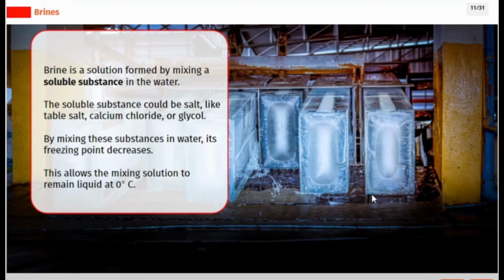Brine is a solution formed by mixing a soluble substance in the water. The soluble substance could be salt, like table salt, calcium chloride, or glycol. By mixing these substances in water, its freezing point decreases. This allows the mixing solution to remain liquid at 0 degrees Celsius.